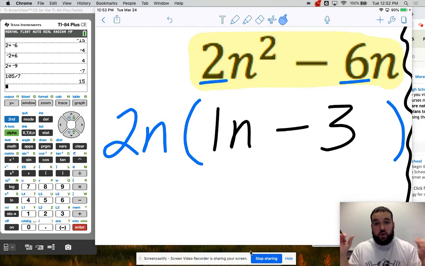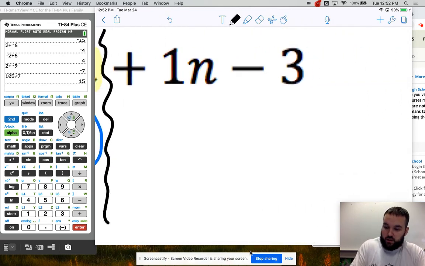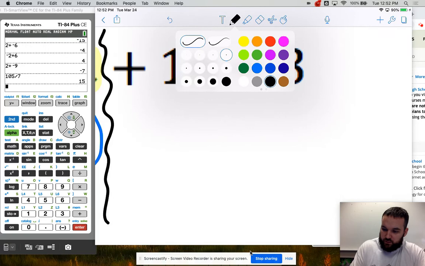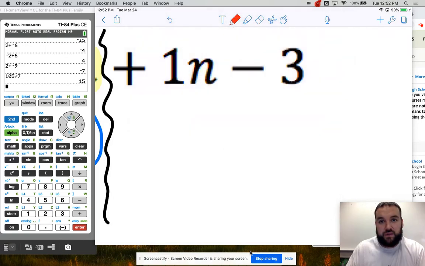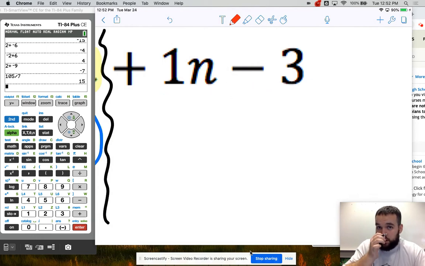Okay, that's all we're going to do for the first half. So we factor the first half. That's done. We're now going to transition to the second half of the problem, and we're going to do the exact same thing. We're going to say, what do these two terms have in common? And the first term and the second term have nothing in common here, because of the coefficient of 1, there's nothing I can divide.